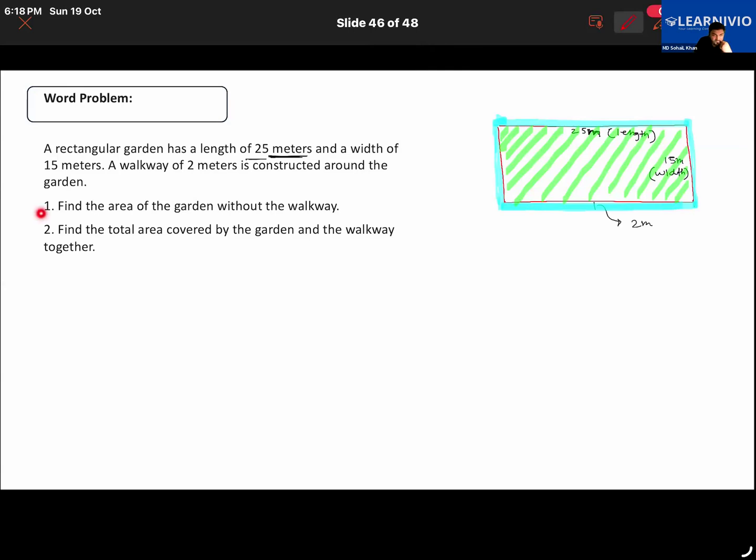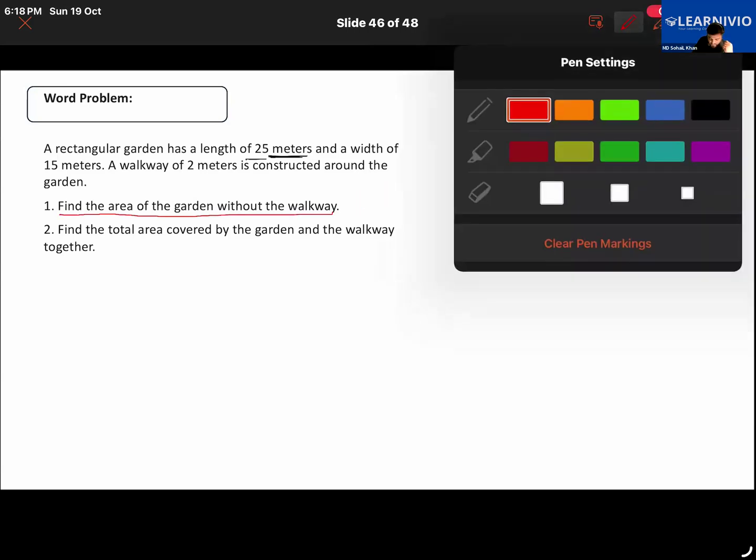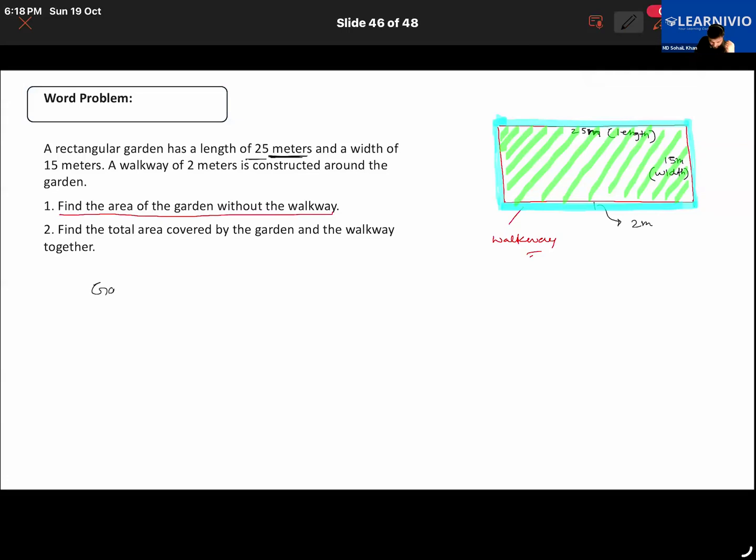You're solving question number 1, right? It says find the area of the garden without the walkway. This walkway, the one in the blue color I have shown here, you don't have to include the area of this. You have to only find the area of the garden here. What is the shape of the garden? Rectangular. Thereby the area of a rectangular shape is always equal to length multiplied by breadth, no? How much is the length?